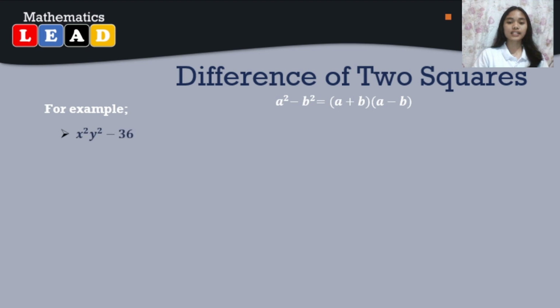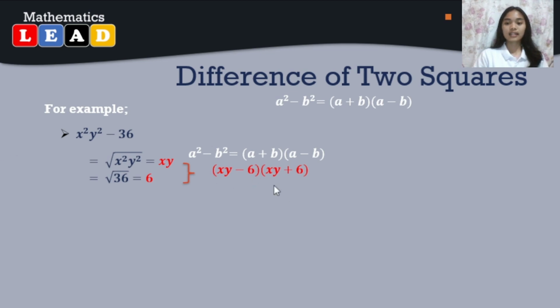The first one is x squared y squared minus 36. And we need to find the square root of these two terms, wherein the square root of x squared y squared is equal to xy, and the square root of 36 is equal to 6. And we will have the quantity of xy minus 6 times the quantity of xy plus 6 because we use this identity.